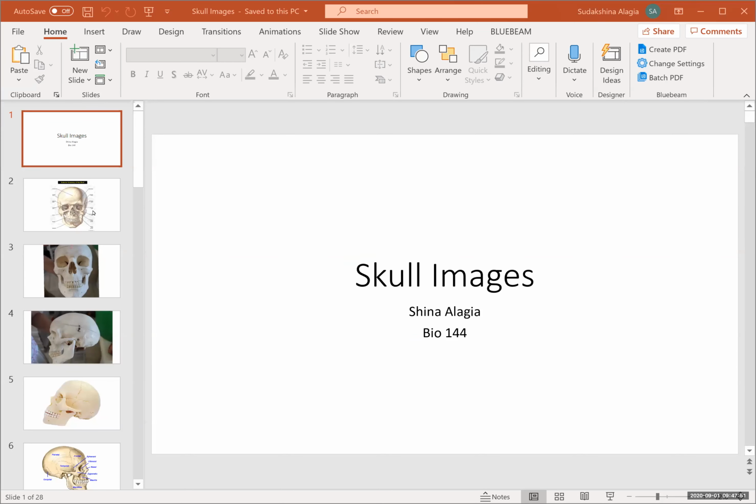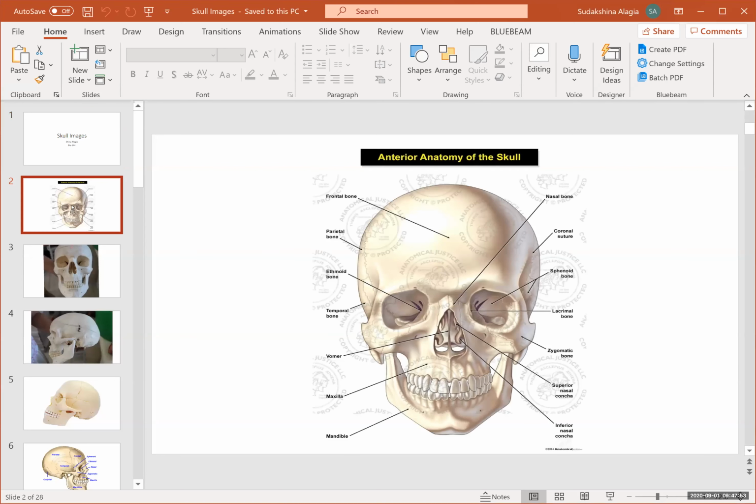Okay, so skull. These are again copyright-free images that I found on the web. You can find a lot of these if you want to add, but these images will suffice. So basically, let me just first insert.